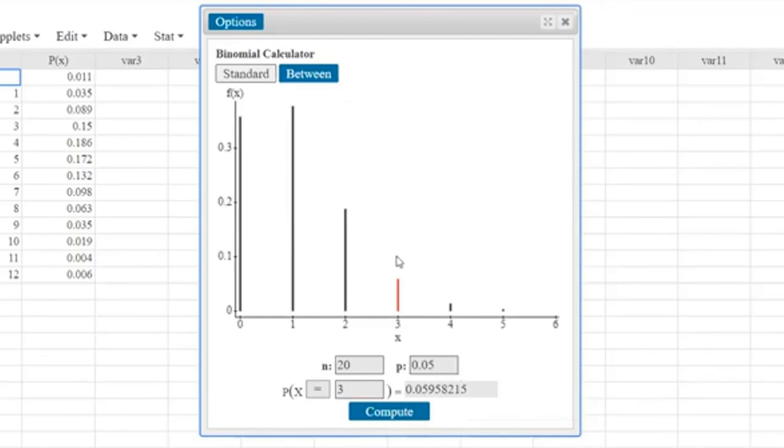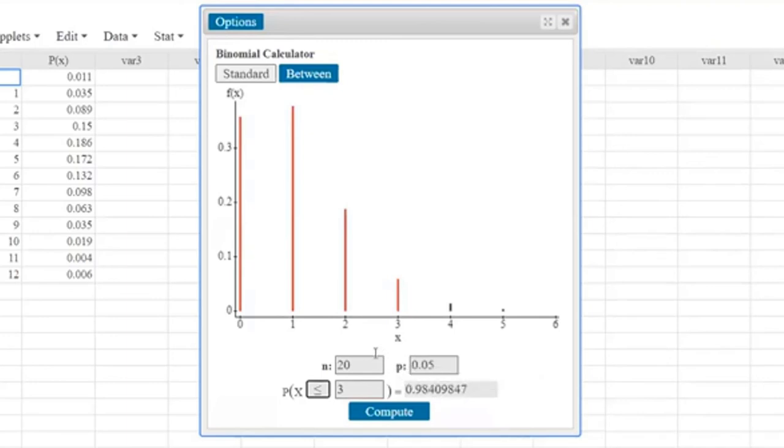And again, notice the red bar. The red bar here is where x equals 3. For part B, we wanted to find the probability of x less than or equal to 3. So all I have to do is change this to less than or equal to. And right there, 0.9841 if I round to 4 places is that probability. Also notice the bars that are red now. That's less than or equal to 3. So the 3, 2, 1, and 0 bars are shaded red because that's what this probability is calculated from.